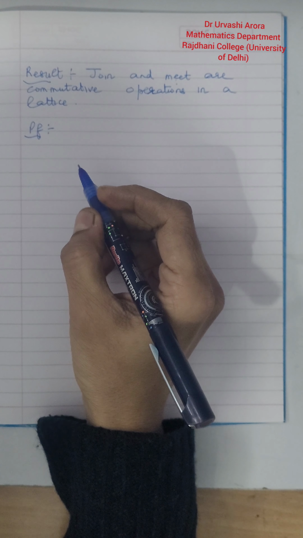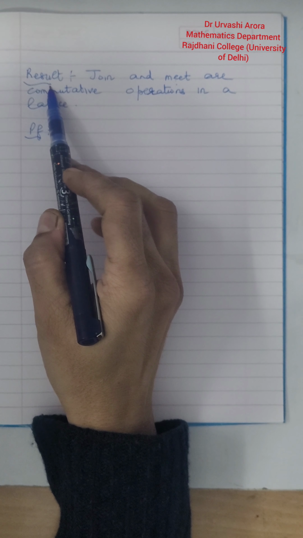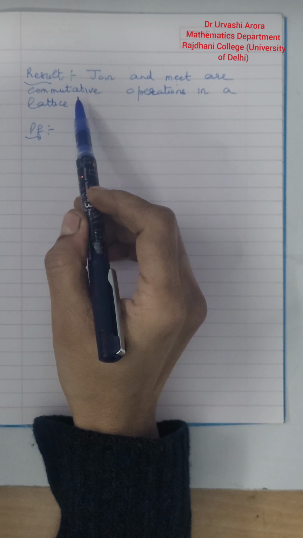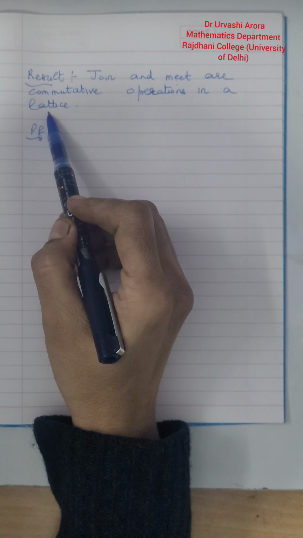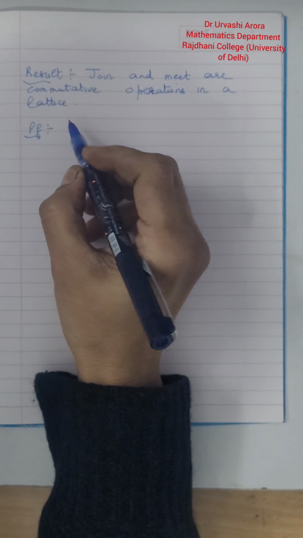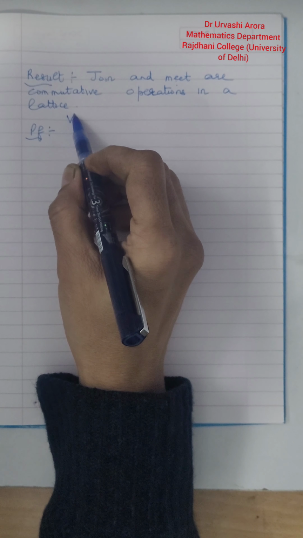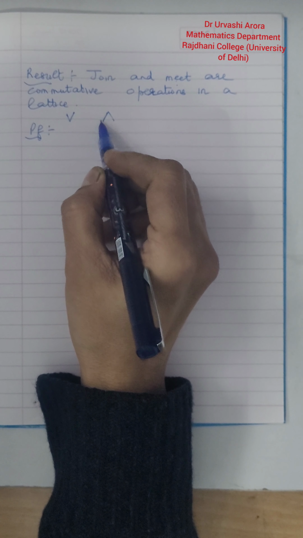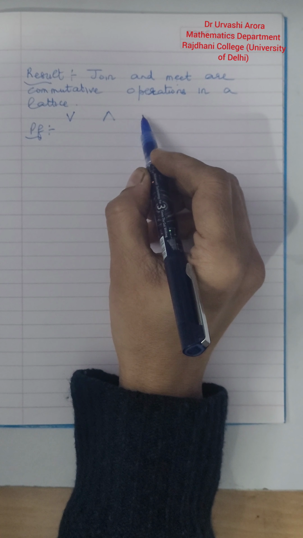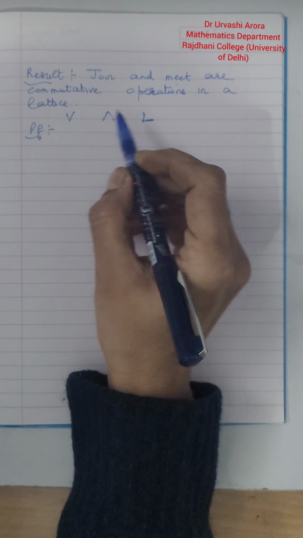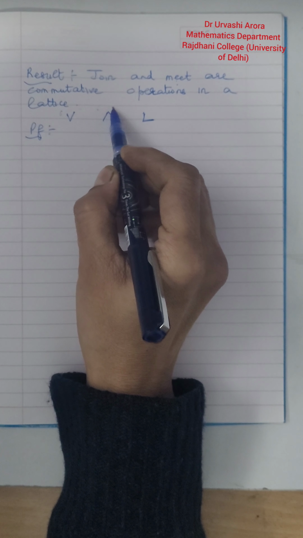Hello students, in this short video, we are going to discuss the result that join and meet are commutative operations in a lattice. Now we already know about the operation join, which is denoted by ∨, and the operation meet, which is denoted by inverted ∨, and what is a lattice, that we already know. This has been discussed in my earlier videos.